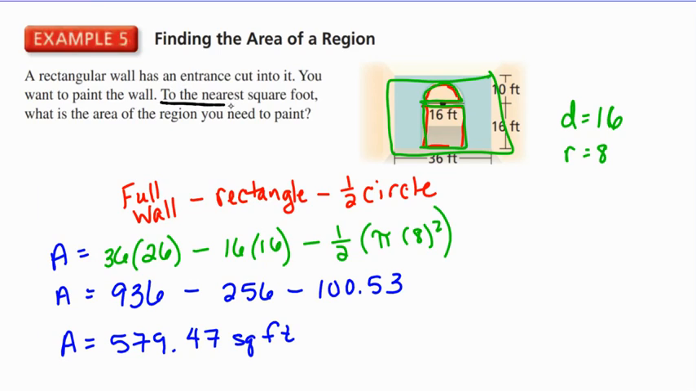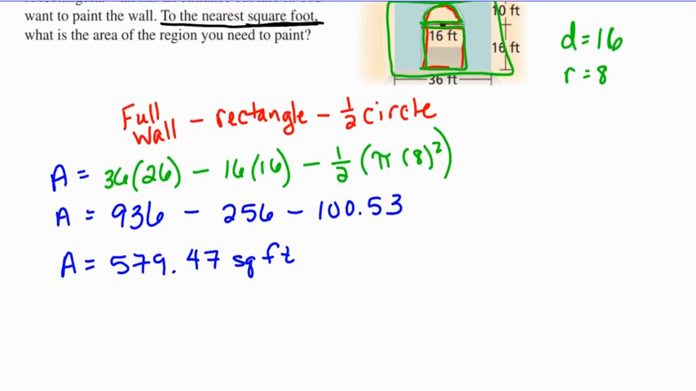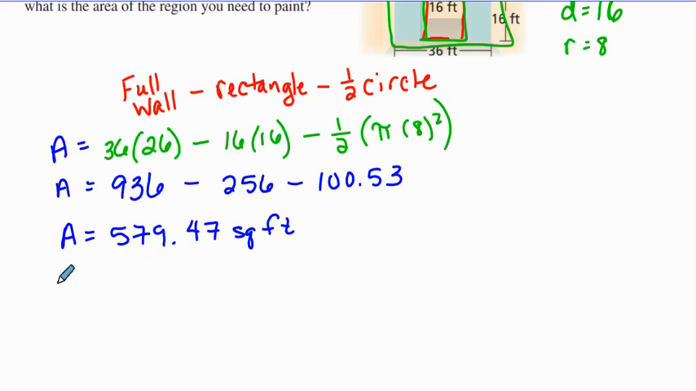Okay, except I'm going to go back up and read the instructions. It says to the nearest square foot. So square foot means no decimals. Okay, if I'm going to round this properly, so properly rounded, 0.47 is less than half, so this would be just 579 square feet.